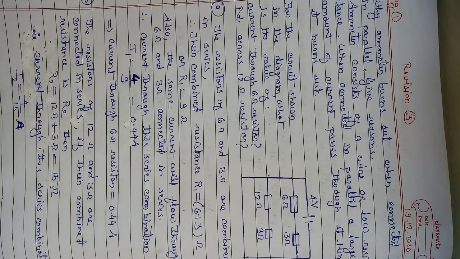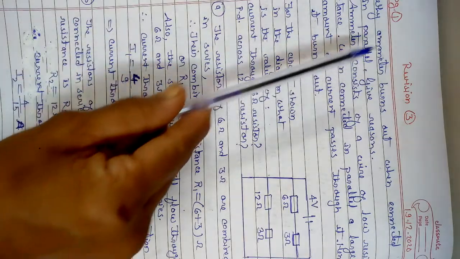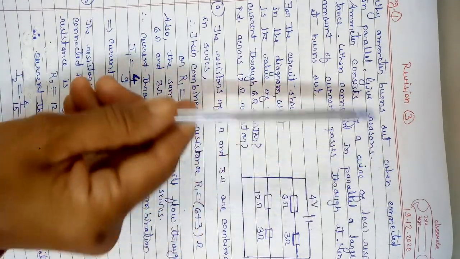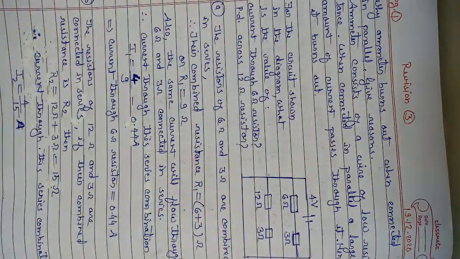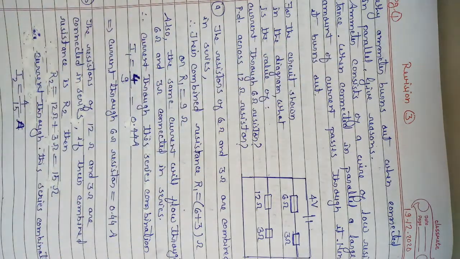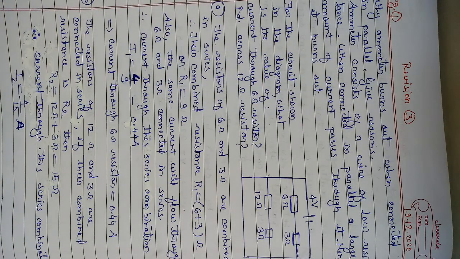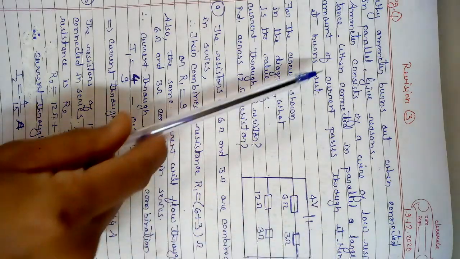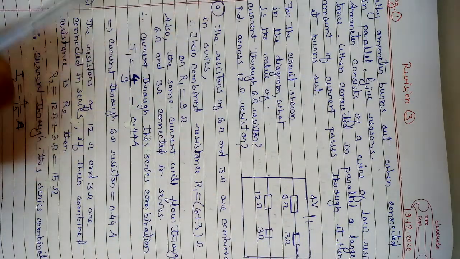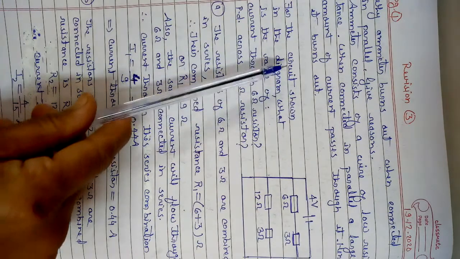Students, in revision 3 also we are going to see some questions from the chapter electricity. Question number 1. Why does an ammeter burn out when connected in parallel? Give reasons. Now, an ammeter consists of a wire of low resistance. So when we connect it in parallel, the total resistance of the circuit becomes much lesser than that of the ammeter. So a large amount of current passes through it, and because of that it burns out.